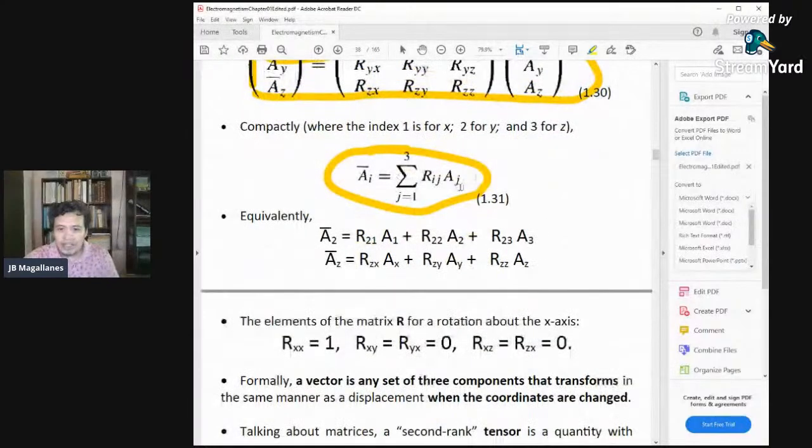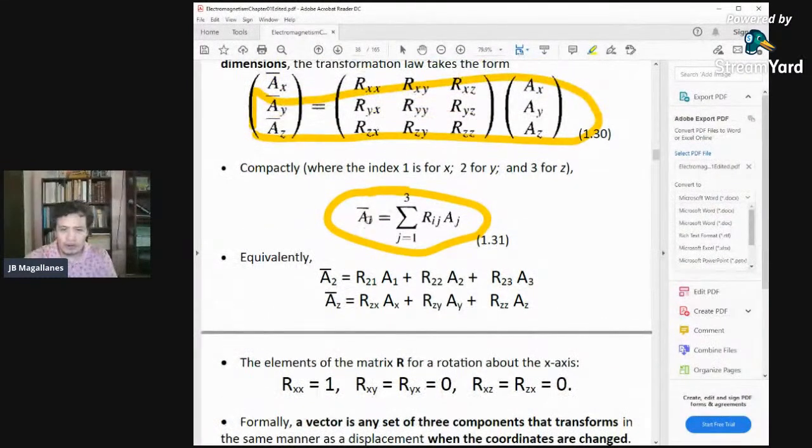You are summing the J here, 1, 2, 3. There are X, Y, and Z, and then the I here would be the component you're looking for. So for example, this is 2. This would just be 2, this would just be 2, and this also should be 2. But the J you have to sum 1, 2, and 3.